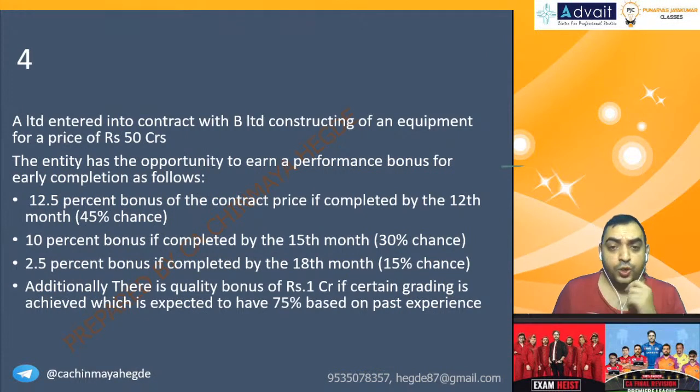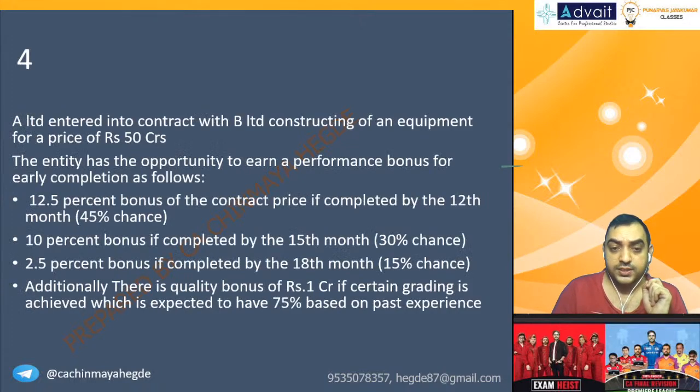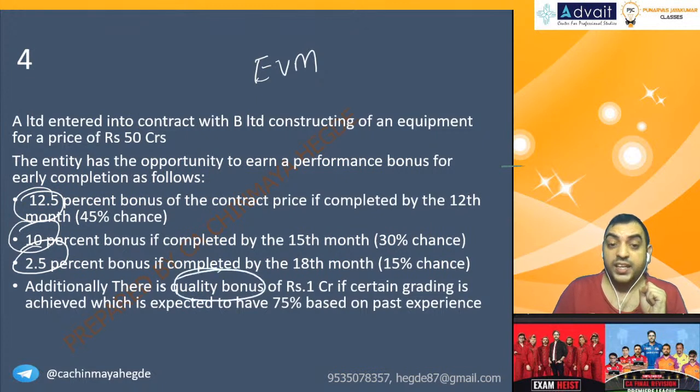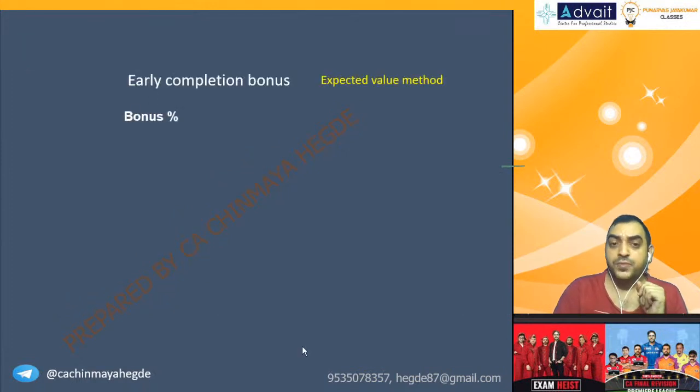Now here there are two types of bonus. One is early completion bonus, that is 12.5%, 10% or 2.5%. Three possibilities are there. Three possibilities means we go for the expected value method, probability multiplied by expected values. Additionally, there is a quality bonus, that is either you get it or you don't get it. So here we go for the most likely amount, wherever the probability is high. So let's go for the first one, early completion bonus, expected value method.